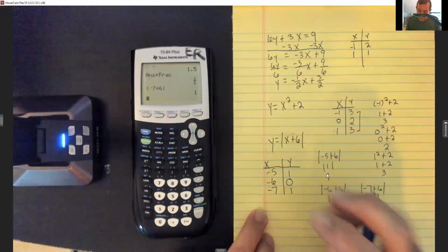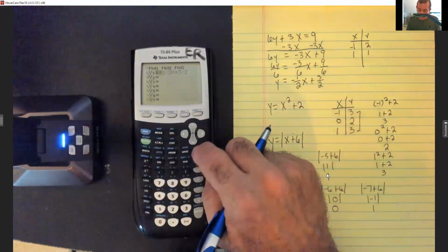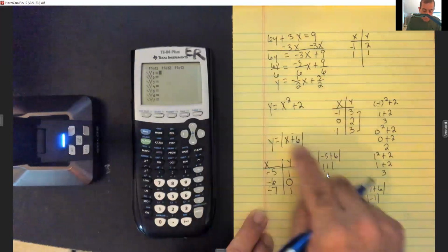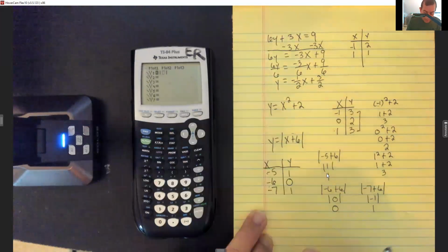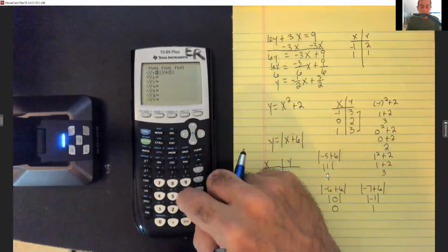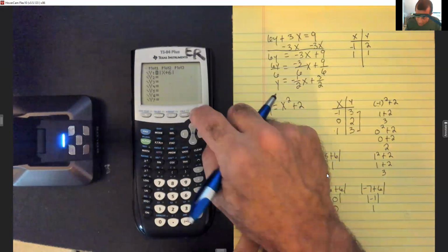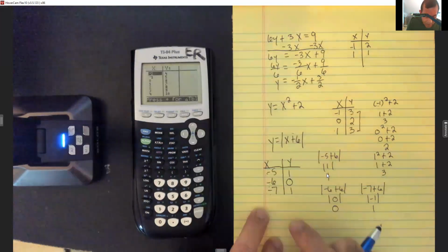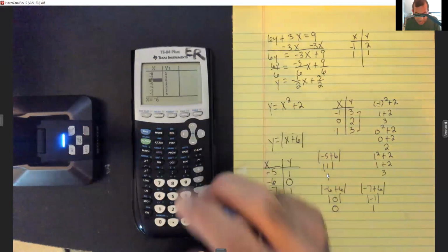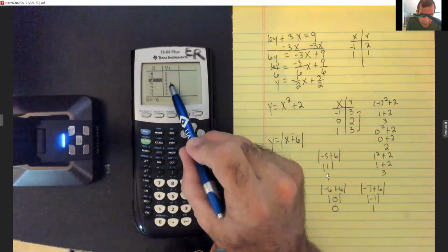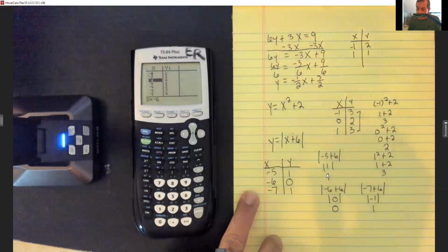All right, so let me show you this on the calculator. Let me clear this. So I would hit my absolute value first, math, number, enter, and then put in the x plus 6. Now when I hit the table, you'll see on the table, I was around -5. So there at -6 is my 0. Then notice you get 1s on either side, and then 2s on either side of the 1s, and so on. So let's go graph this.